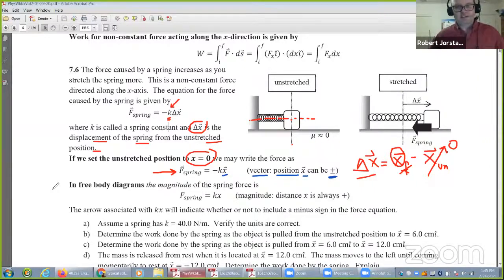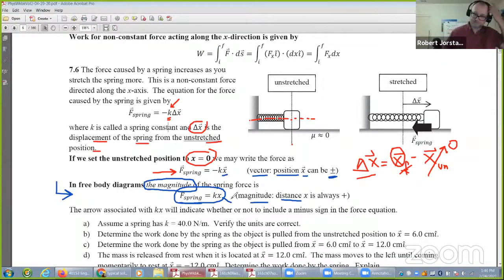Now, a lot of times in physics, we do free body diagrams. And in those free body diagrams, we draw force magnitudes. And this drives students crazy at first. Here, this is a magnitude. It's positive. X is a distance. And so notice this quantity right here, the force done by the spring, is going to be a positive quantity. So we see here 3 different ways the spring force is written.